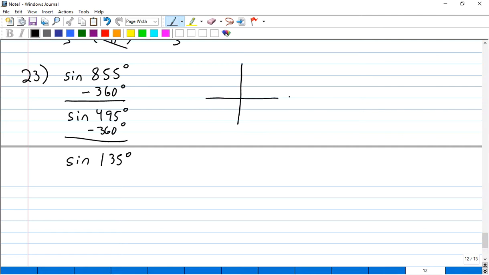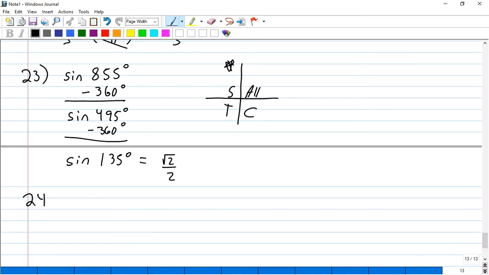So either use your unit circle or use your knowledge. I prefer you to use your knowledge. Okay, that's in the second quadrant, so it's going to be positive if it's sine, and it's the same as the sine of 45 degrees. So it's going to be what? Positive square root of 2 over 2. Again, that's because I know that the reference angle for 135 is 45. Or you just look for the y coordinate at 135 degrees.